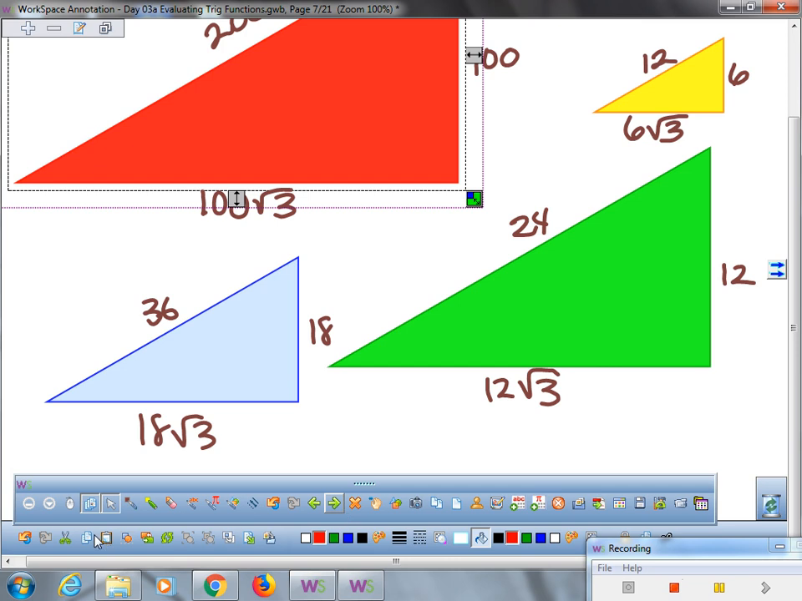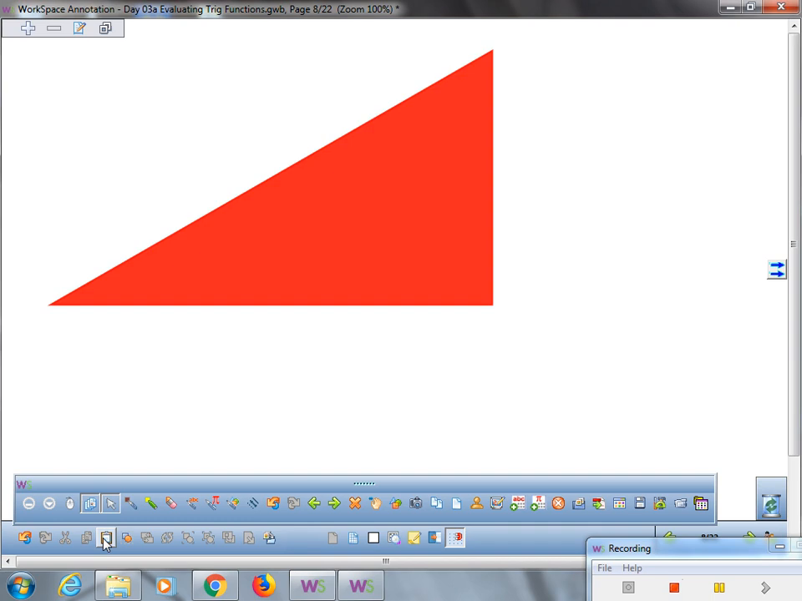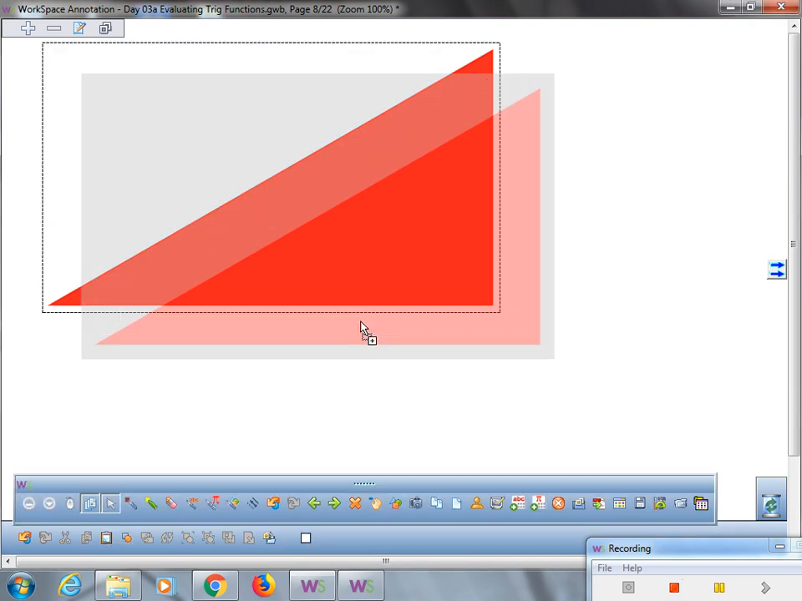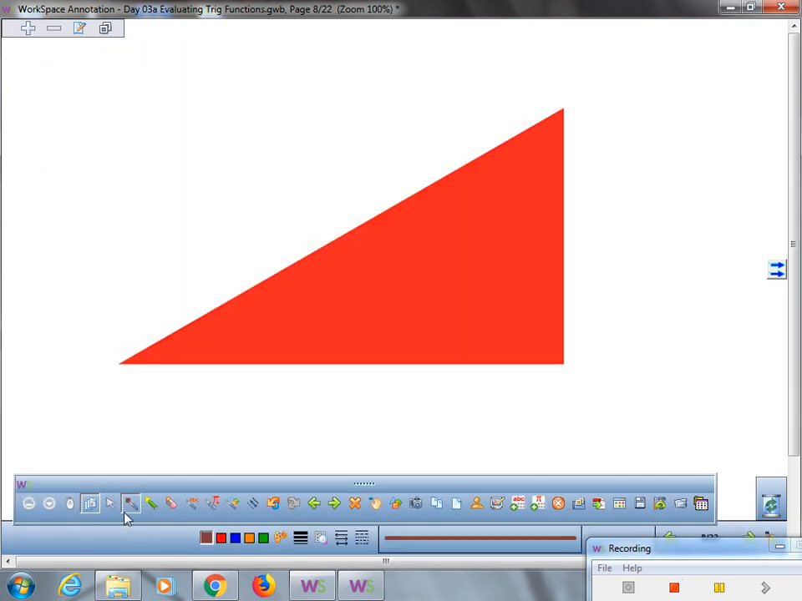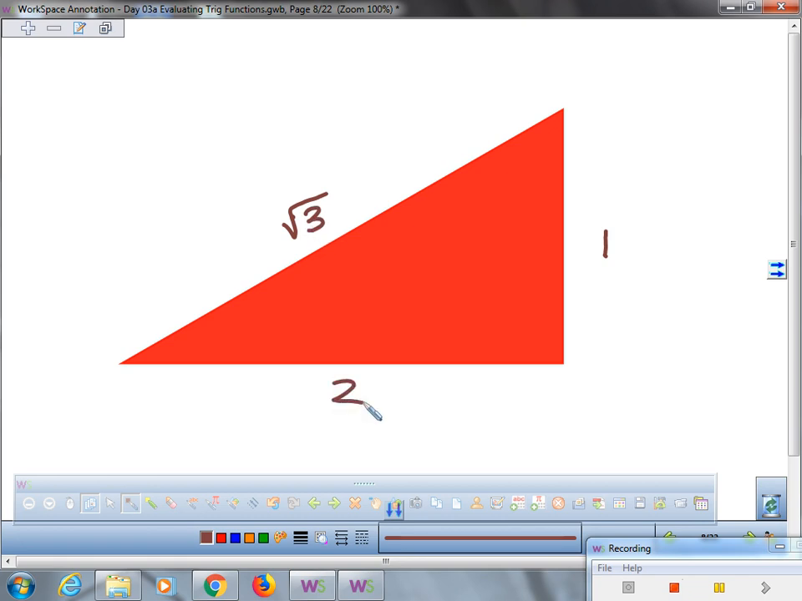So let's copy this one. Let's open a new page and let's paste. This will be the most common misconception. Most of you will remember that this is 1. Some of you will remember that this is 2, but the most common error is to put this one as root 3 and this one as 2. Do you know why?